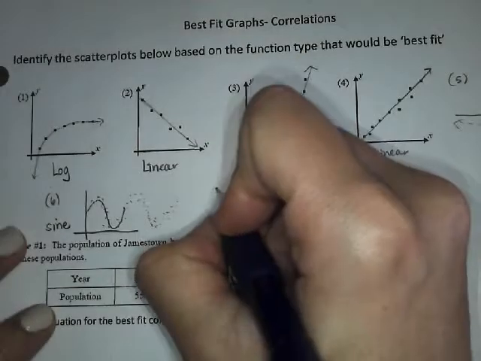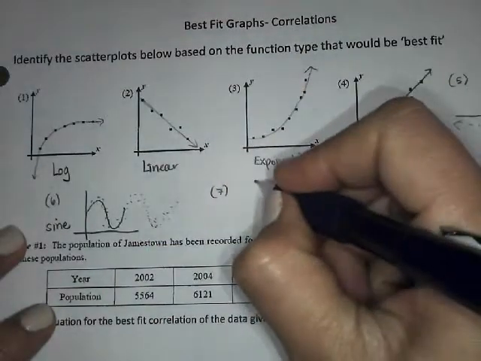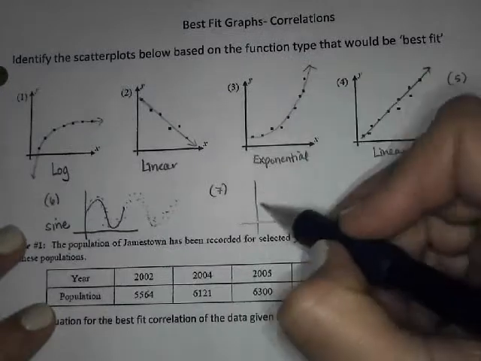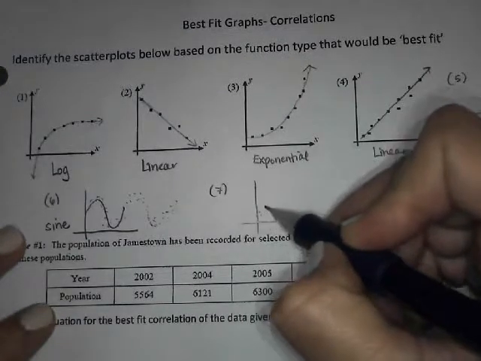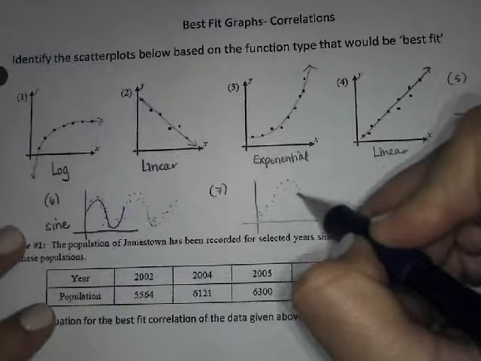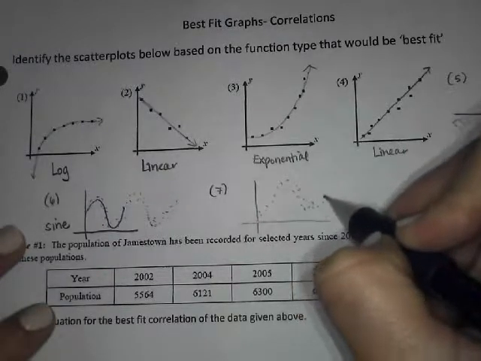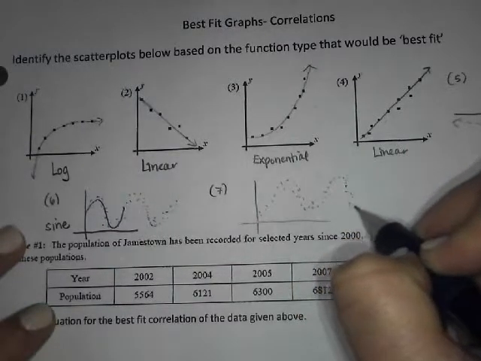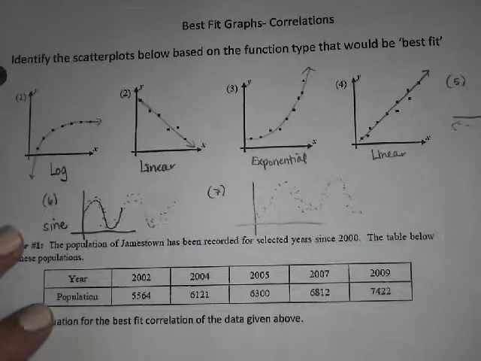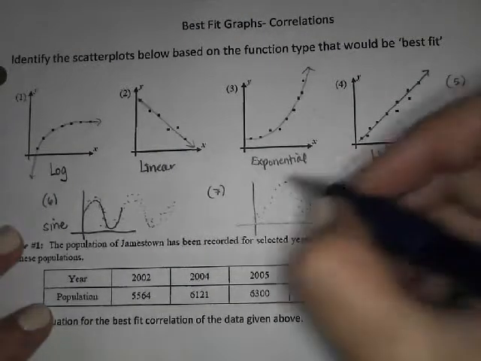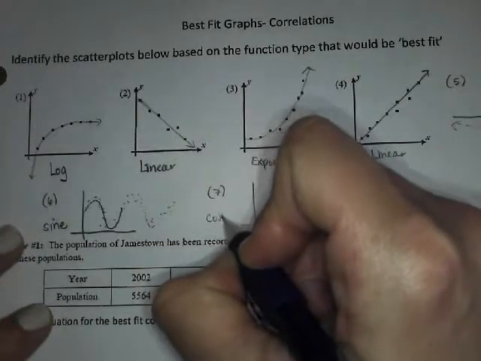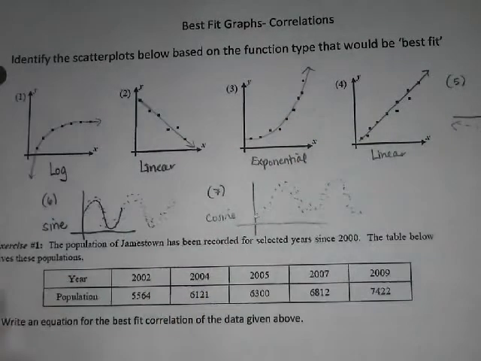Okay. And similarly, if I did this, well, that would be cosine. Because this one's starting at a minimum. Good? Alright, so once we see a scatter plot, we have to make a decision.